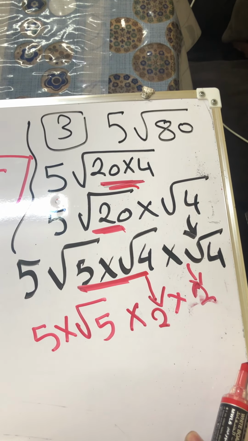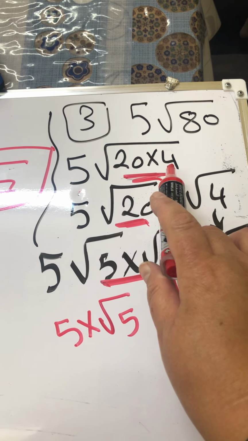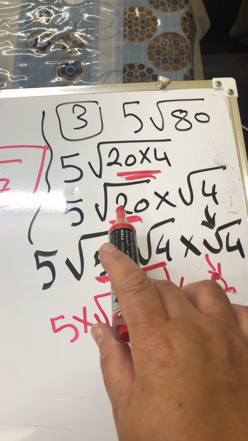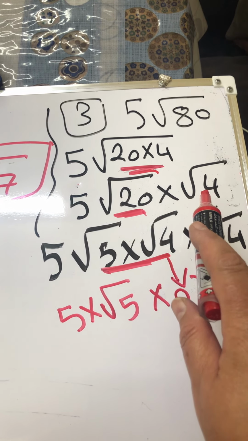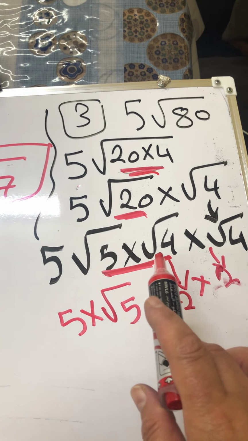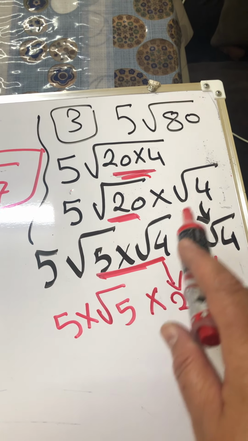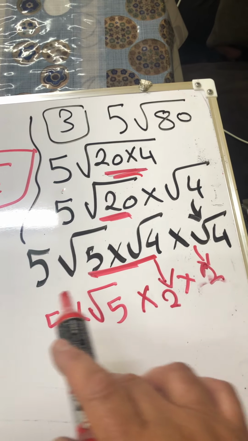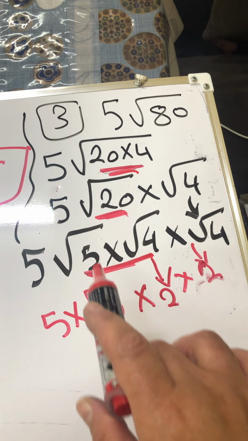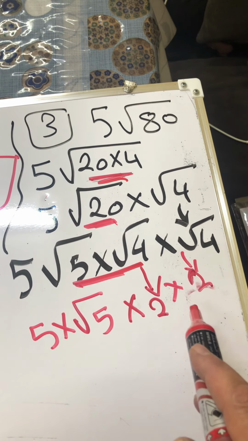You understand what happened? About 80, I change it into 20 multiply 4. Separate square root for 20, separate square root for 4. This 20, I can change it into separate square root of 5 and separate square root of 4. The 5 is still with me, and this square root of 4. Now, 5 the same, square root of 5 the same. Square root of 4 equal 2, square root of 4 equal 2.